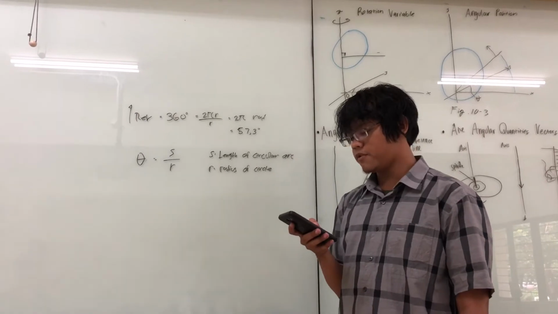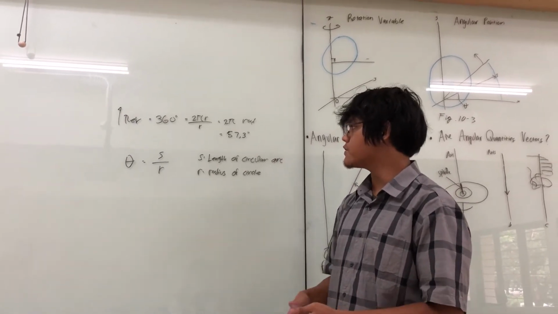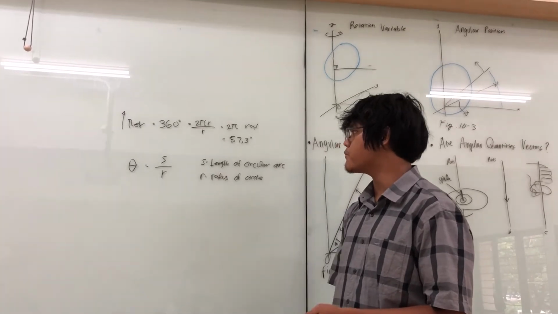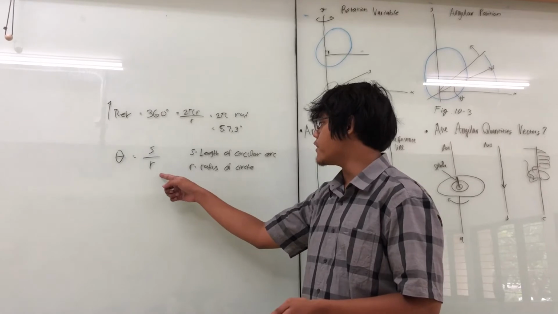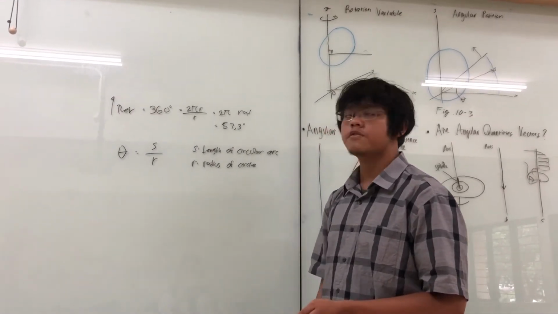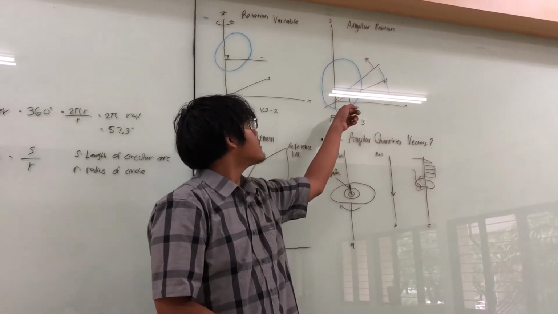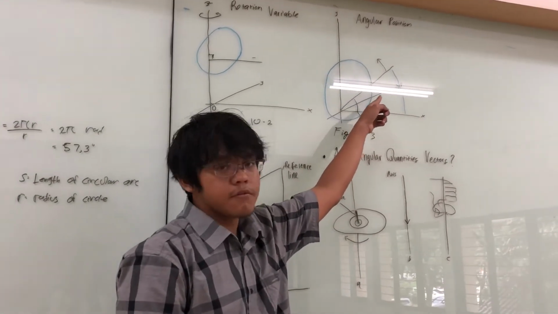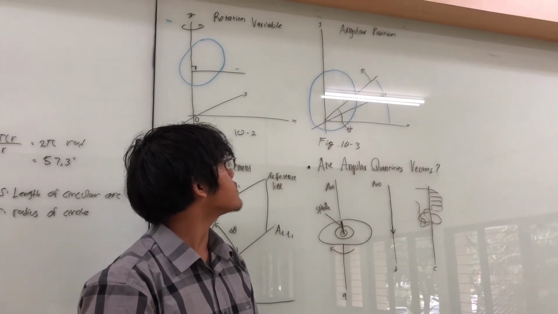To find the angular position of something, we can see the equation as seen on the blackboard here. It can be seen that theta equals s over r. s is the length of the circular arc, and r is the radius of the circle. As is seen in figure 3, you can see the radius and the arc s.